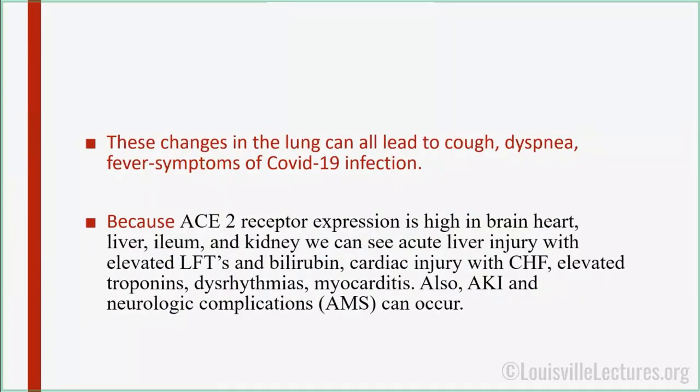Cardiac injury can also occur as evidenced by elevated troponins, dysrhythmias, resulting in myocarditis and congestive heart failure. With regards to the kidney, acute kidney injury can occur. And again, with the brain being involved, neurologic complications such as altered mental status can also occur.